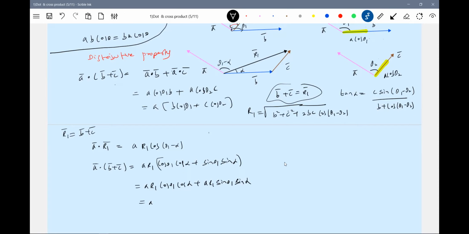R1 is equal to, again you have to substitute that. What is alpha? Tan alpha is this one. Sine alpha is needed. We know tan alpha is equal to this much. Can we write tan alpha as sine alpha by cos alpha? So what is sine alpha equal to? c sine of theta 1 minus theta 2. And what is cos alpha equal to? b plus c cos theta 1 minus theta 2, that you substitute. Again, R1 equal to this much. Solve it. Finally, you'll get the same simplification. It's a very lengthy one.